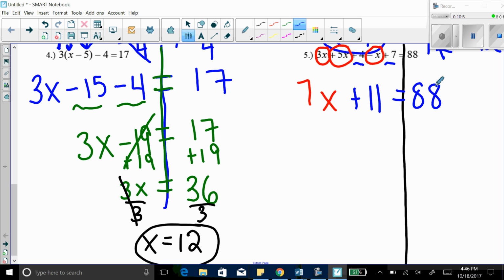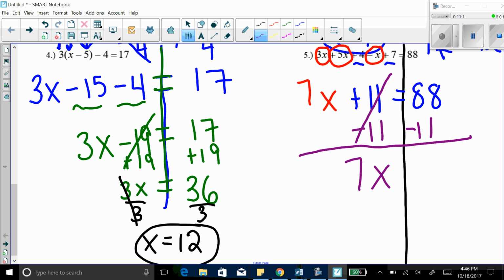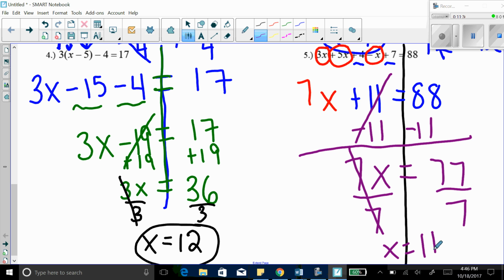And now we have a two-step equation. To undo addition, we subtract 11 to both sides. Your goal is to always get x by itself, so always leave the x term for last. Those cancel, so I'm left with 7x equals 77. I say, okay, I know that 7 and x are being multiplied because there's no sign in between them. There's no plus sign or subtraction sign. So to undo multiplication, I divide. Those cancel, and I get x equals 77 divided by 7 is 11.